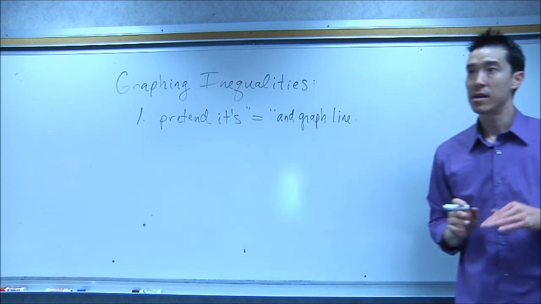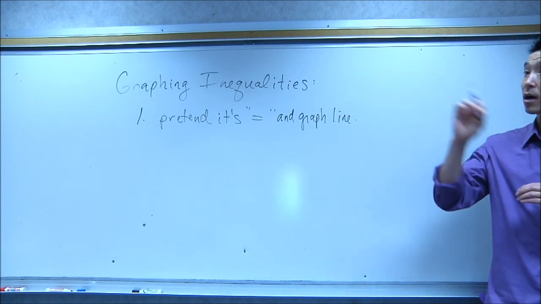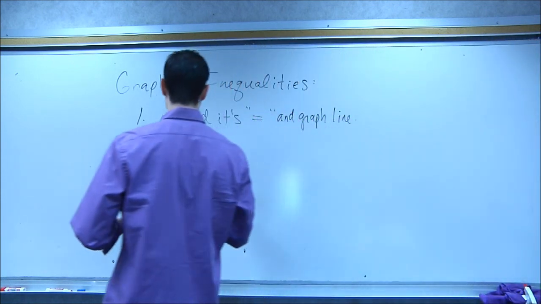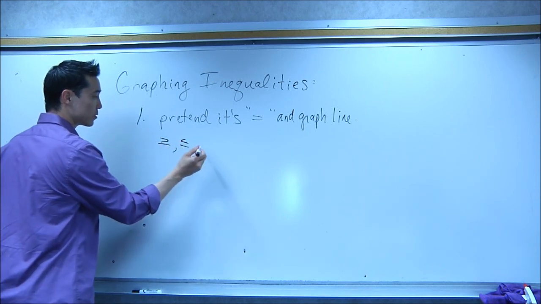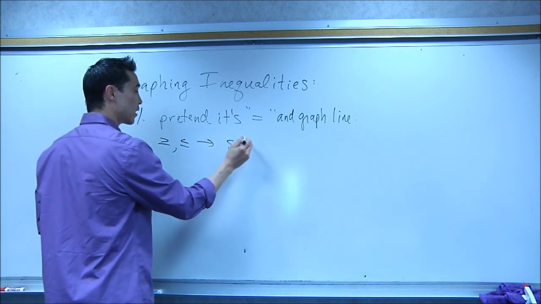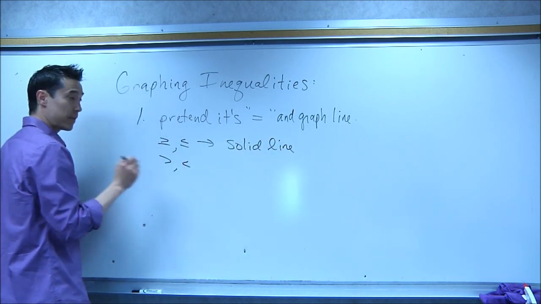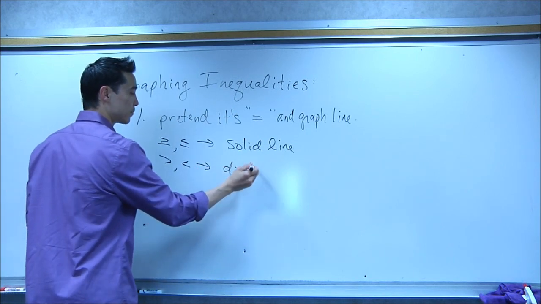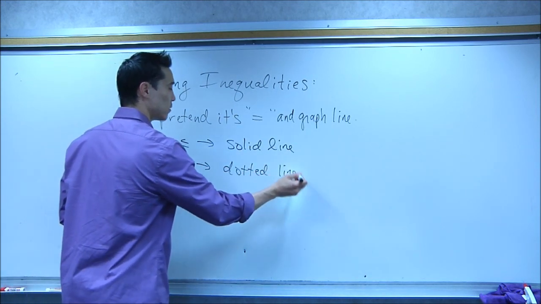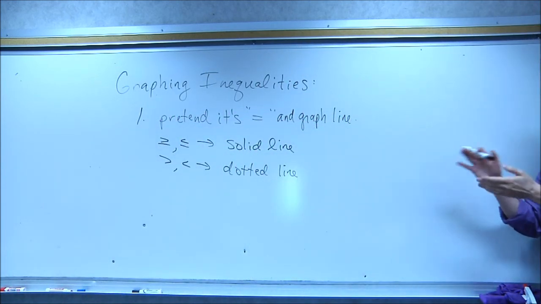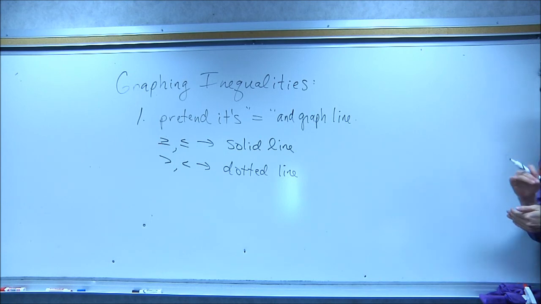Okay, now, there's two things that can happen on your line. It could either be a solid line or a dotted or dashed line, okay? So if the inequality is greater than or equal to, or less than or equal to, if it has an equal sign, then you have a solid line. If it's greater than or less than and it doesn't have an equal sign, then you have a dotted line. Okay. So that's the first step. You're going to graph the line, pretend it's an equal sign, and then if the inequality was less than or equal to, greater than or equal to, it'll be a solid line, versus if there's no equal sign, it'll be a dotted line. Okay? That's the first step.